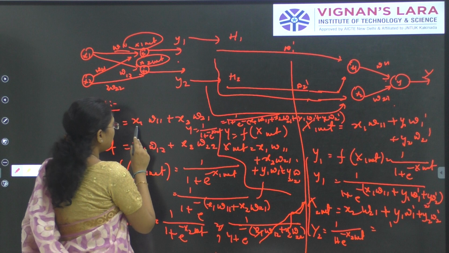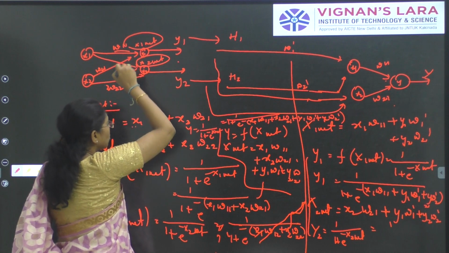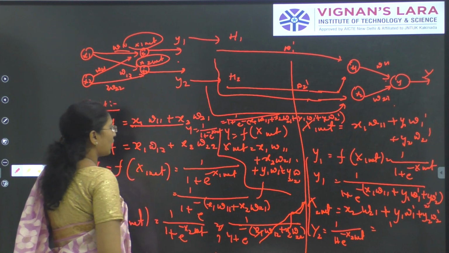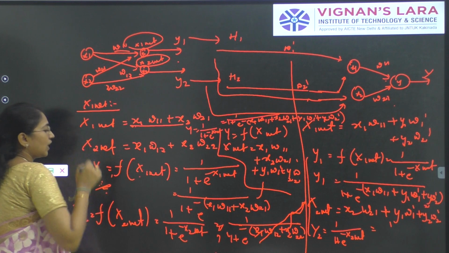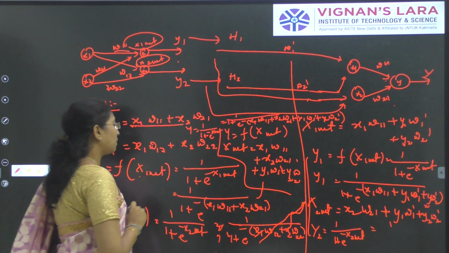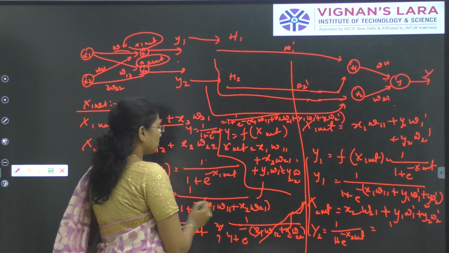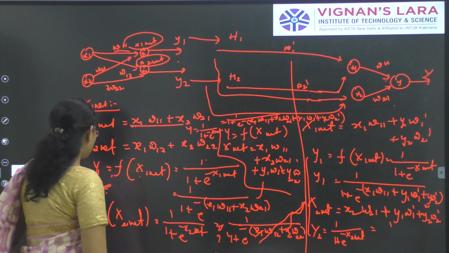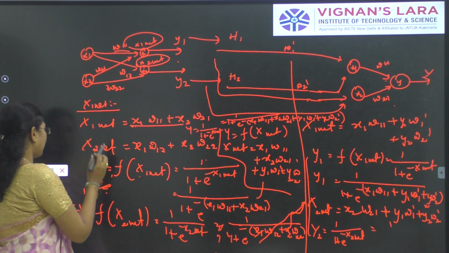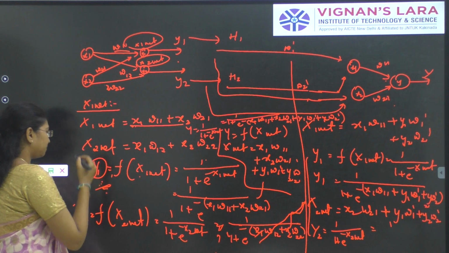x1 W11 plus x2 W21. This is your x1 net. And what is your y1? F of x1 net, which is 1 by 1 plus e power minus x1 net, which is its value. Now, this is again the first output of the neural network.